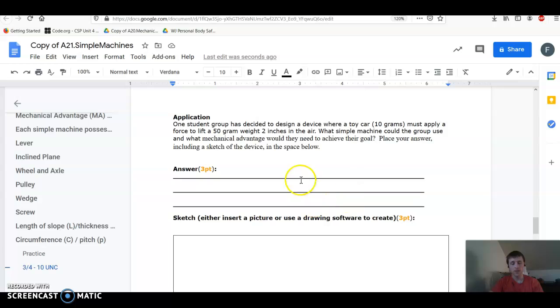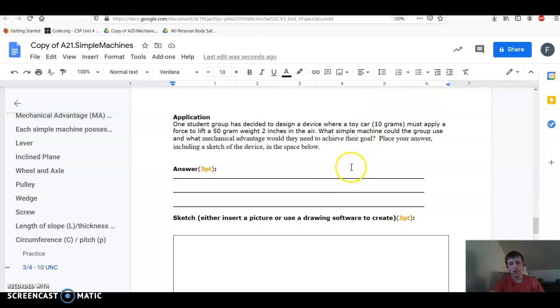Lastly, I ask you to devise your own simple machine that can provide adequate mechanical advantage to lift a weight weighing 50 grams using the toy car, which weighs 10 grams. Excuse me, sorry about that.